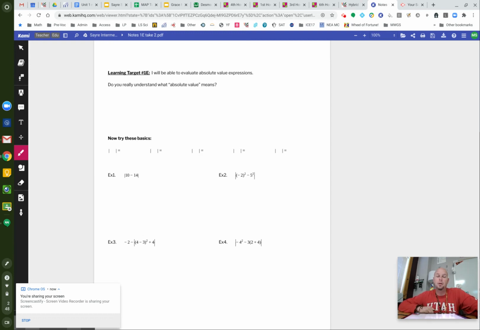All right, intermediate algebra, here are your notes for absolute value. So we're going to go back over these. I know we went over these, but it was a while ago. So we're going to talk about what absolute value really means, go over some problems, how to solve them, and go from there.